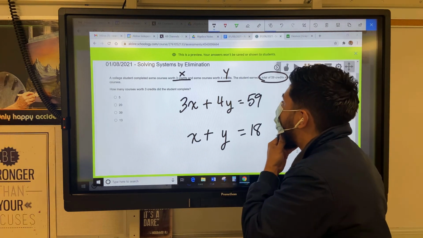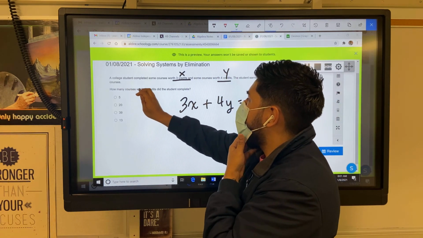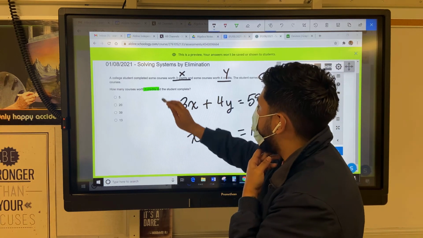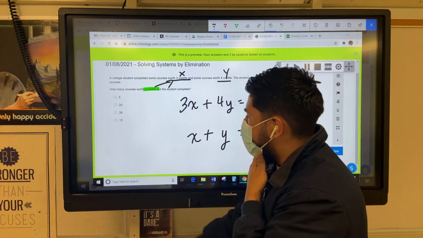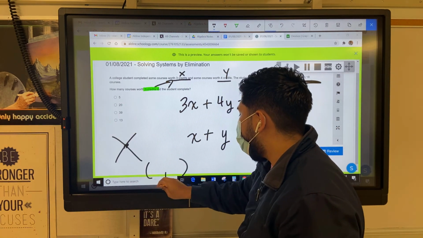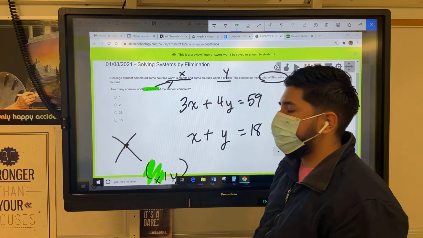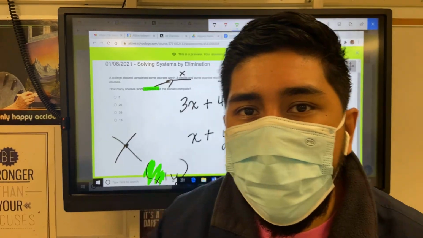After that, the question is asking how many courses worth 3 credits did the student complete? What is it asking for? It's asking for x. So make sure you do your beautiful decimals graph. X and y, what is it asking for? Boom, my x value.